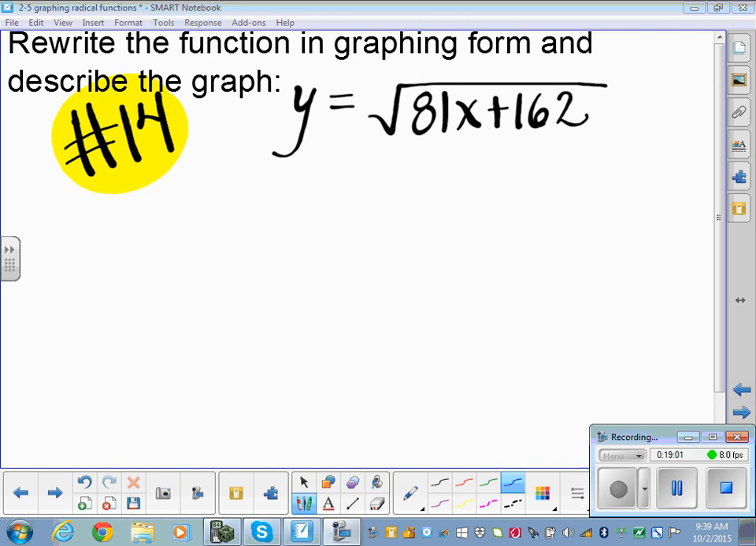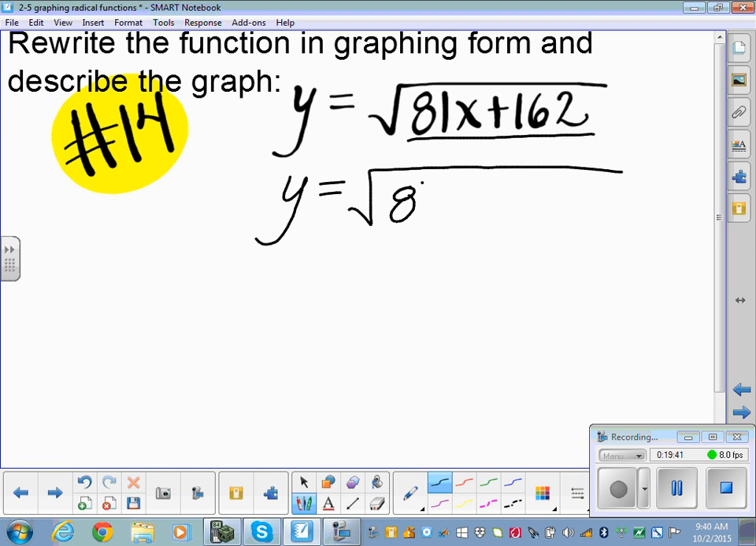So it says, rewrite the function in graphing form and describe the graph. So look at this. We have y is equal to the square root of 81x plus 162. So this one, what we're going to do is first check to see if there's something we can factor out of this. So y is equal to, look underneath here. 81x plus 162. Let's ignore the square root for a second. We know how to factor. Let's factor out the greatest thing in common. The greatest thing that we can factor out is 81.